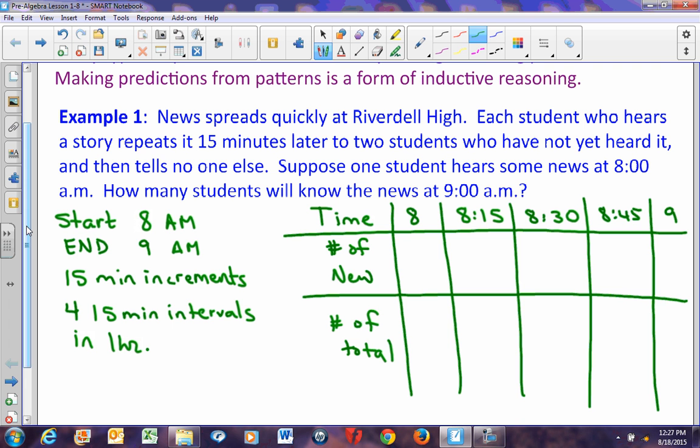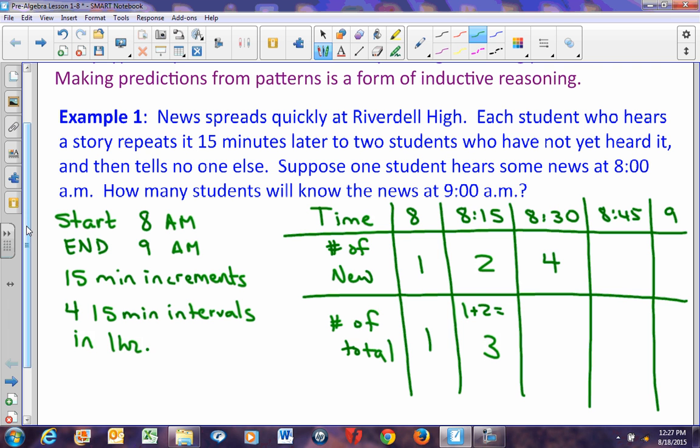All right, so at 8 a.m., suppose one student hears the news. So at 8 a.m., one person knows the news. The total number of people is 1. At 8:15, that person tells 2 new people. So there's now a total of 1 plus 2, or 3 people that know the story. At 8:30, those 2 people each tell 2 more people, so now there are 4 new people that know the story.